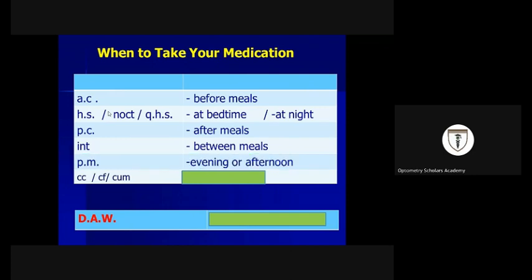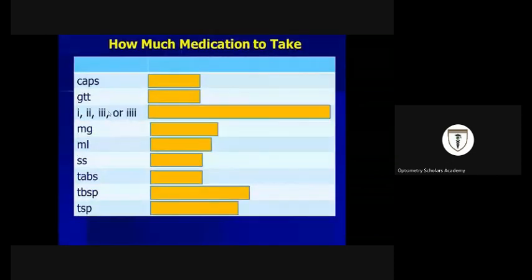So PM means in the evening. Then CC or cum means with food. So you should take this drug with food. DAW means dispense as written. These abbreviations, you always see them in one prescription or the other, so you should take note of what they mean.